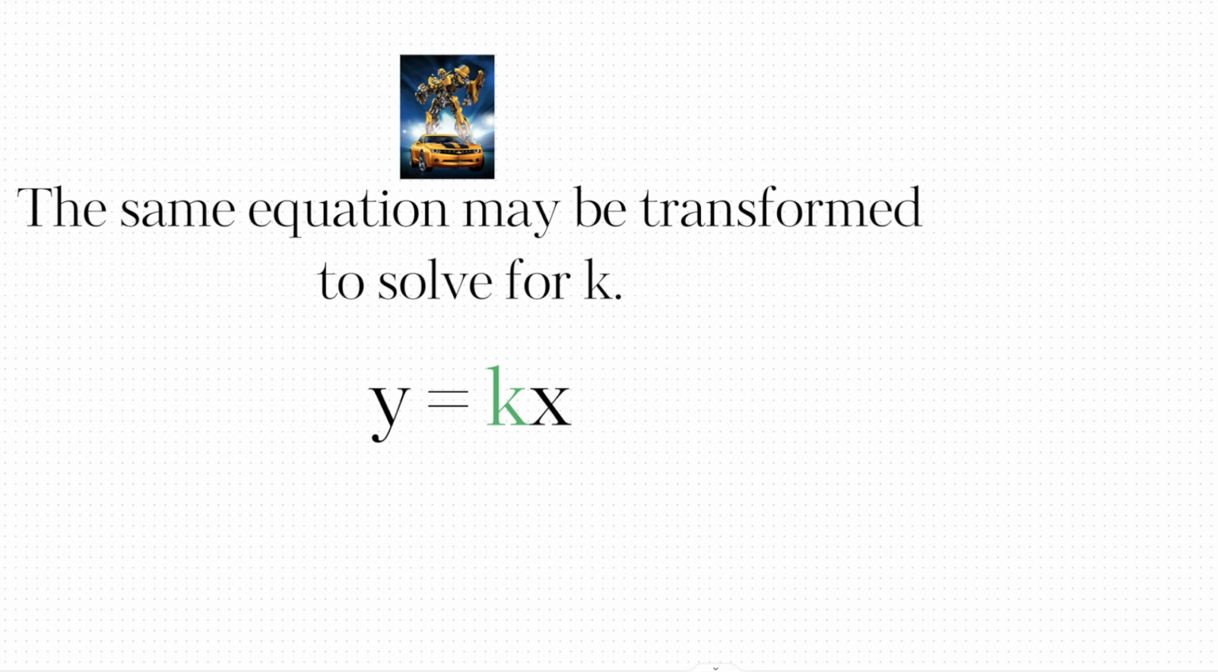There's one more thing I need to show you. The same equation may be transformed to solve for k. Again, you know that k stands for the constant of proportionality. So here's a shortcut to solve for the k value. If you divide both sides by x, again, these x's cancel out. So to get the k value, you take the y value and divide it by x. I'm going to write that over here nice and clean. So the k value, you take any y value and divide it by the x value.